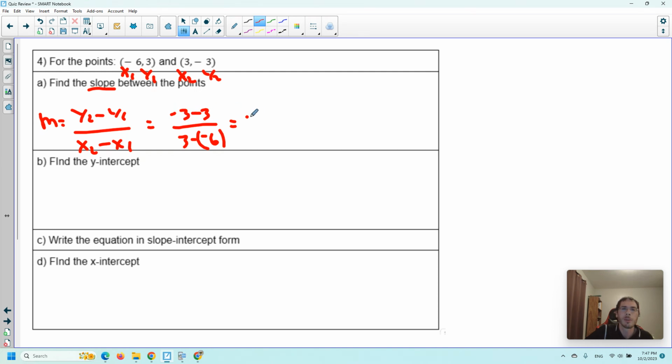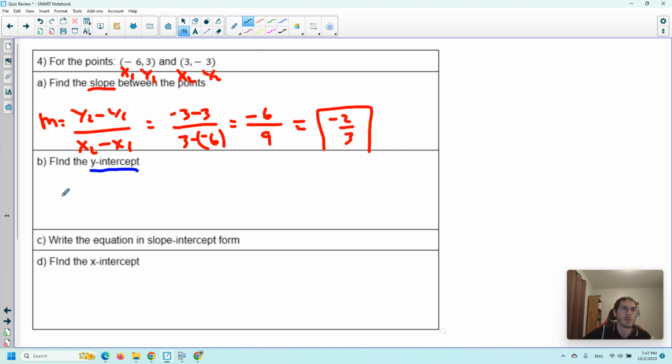But negative 3 minus 3 is negative 6. Negative 3 minus negative 6 is positive 9. And I'm going to reduce that to make it look a little bit nicer to get a slope of negative 2 over 3. That looks pretty good. Second part says find the y-intercept. So we got to find b.